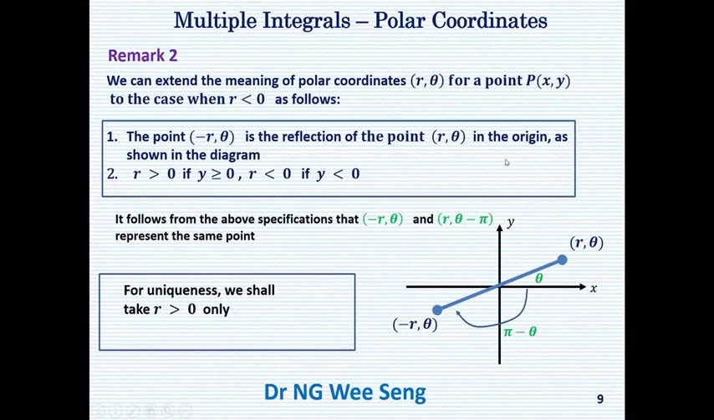It's also possible to allow r to be negative. Now here is just a specification for your interest. But we will not consider the case when r is negative, because that is absolutely unnecessary. So for subsequent discussion, we will take r to be positive. So this is just for your interest.